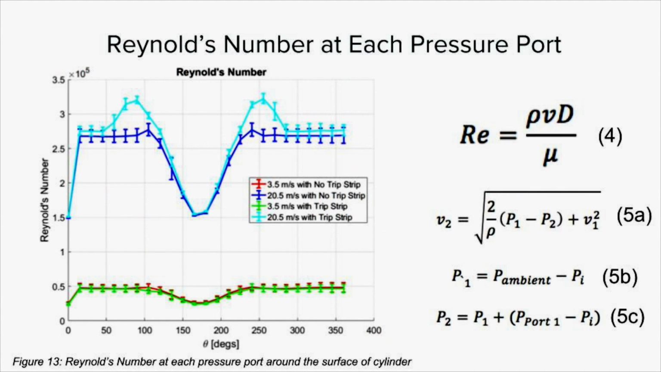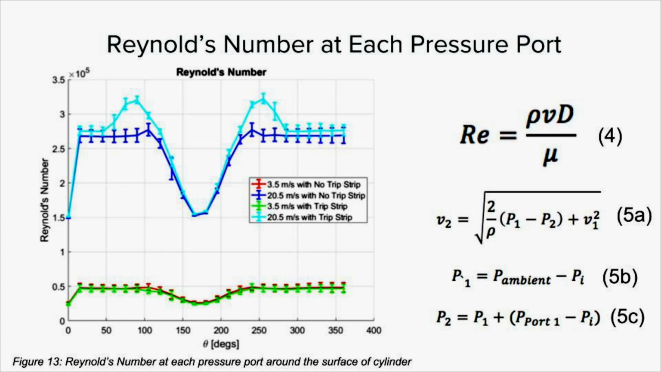Using the experimental pressure data, Reynolds number was extracted at each pressure port. Before calculating Reynolds number, velocity had to be calculated at each pressure port using Bernoulli's equation as outlined in equation 5a. To calculate Reynolds number, equation 4 was used. Figure 13 portrays the Reynolds number about the circumference of the cylinder at different surface roughnesses and wind tunnel speeds.